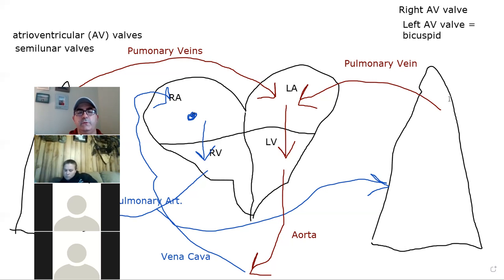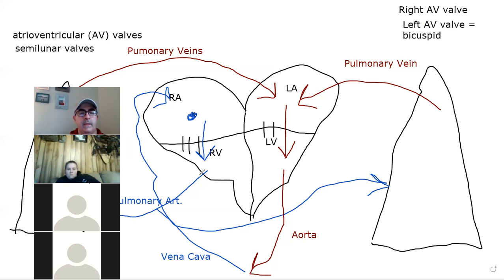That's it. So I'm going to draw on here. On the right side, I'm going to draw 3 lines. 1, 2, 3, because it's tricuspid. On the left side, I'm going to draw 2 lines because it's bicuspid. Okay. So all those valves are doing is preventing blood from flowing back into the atrium once it flows into the ventricle. Well, that's 2 of the valves. Those are the 2 atrioventricular valves. The other 2 valves are called semilunar valves.